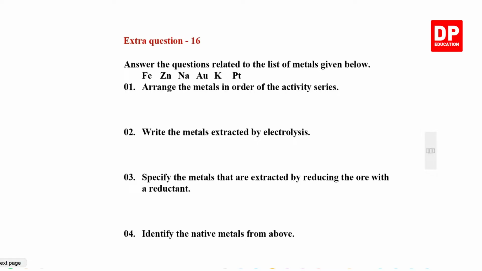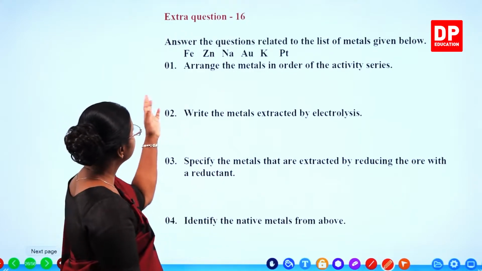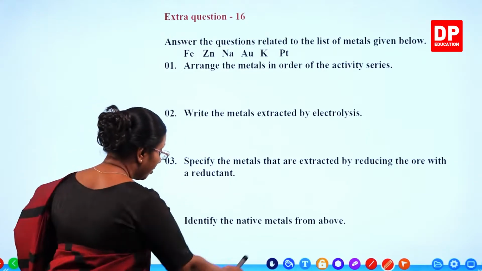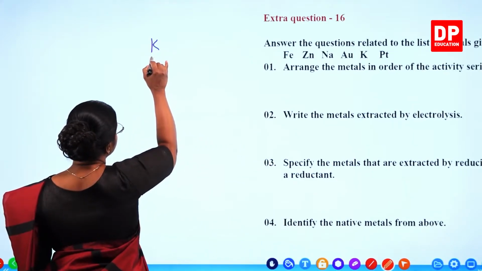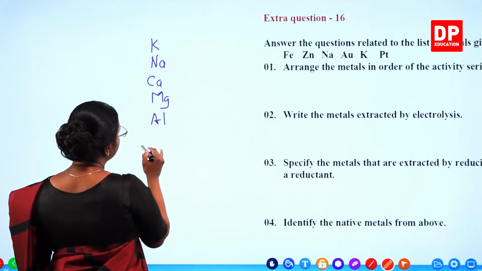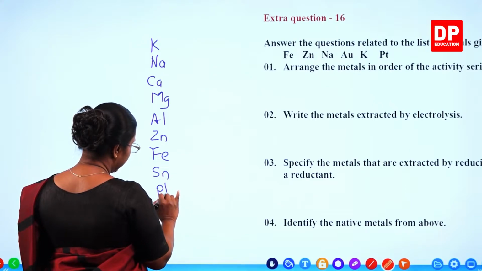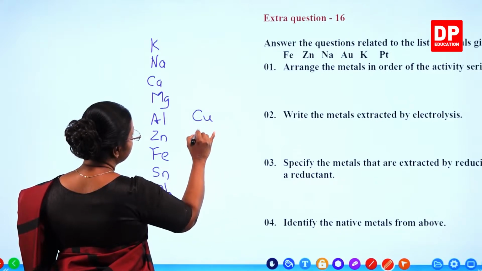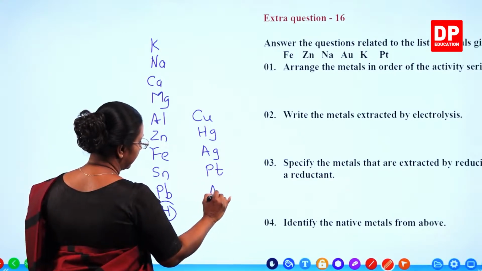Extra question 16. Answer the questions related to the list of metals given below. So there is a list of metals: iron, zinc, sodium, gold, potassium, platinum. Shall we recall the activity series once again, students? You can remember potassium, sodium, calcium, magnesium, aluminium, zinc, iron, tin, lead, then we have hydrogen, then after that we have copper, mercury, silver, platinum and gold.